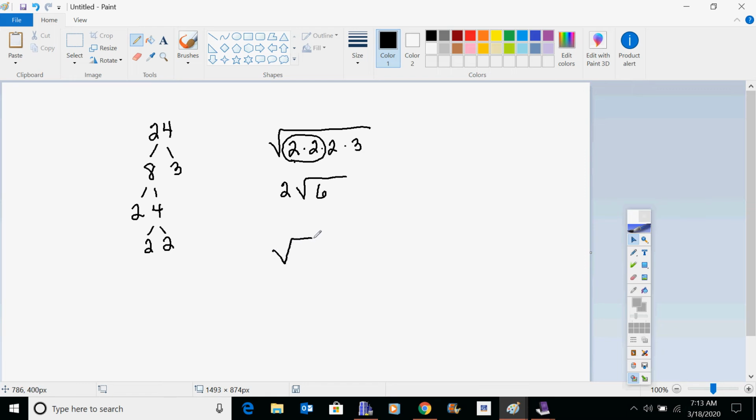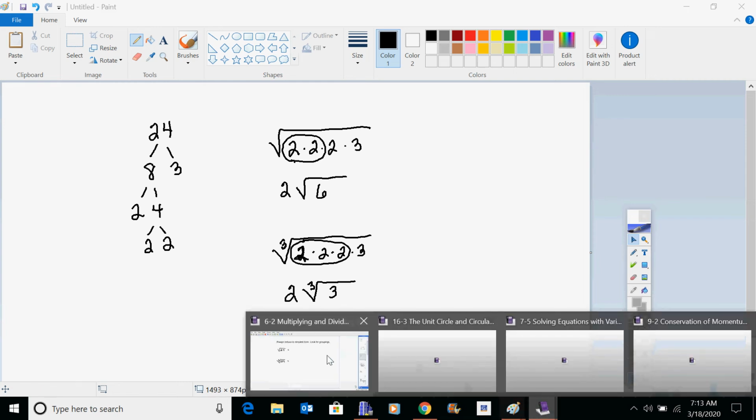When you have a different index, though, you can do the same beginning steps where you're taking 2 times 2 times 2 times 3. But instead of looking for groupings of 2, you're looking for groupings of 3. So here we have 3 2's, which would make an 8. And the cube root of 8 would give me 2, so one of the 2's can pop out. And we have a 3 left over that doesn't have anything else for the group. So that's in essence what you're looking for in these particular types of problems.